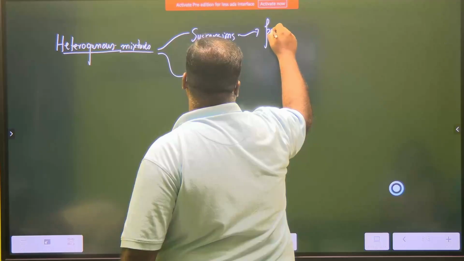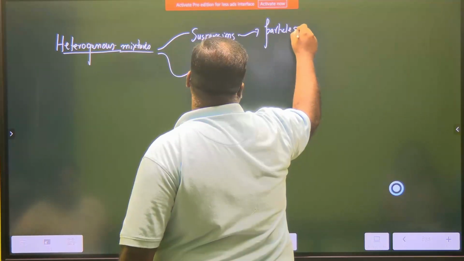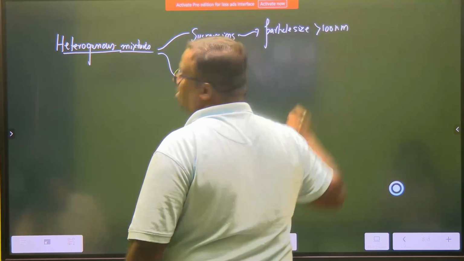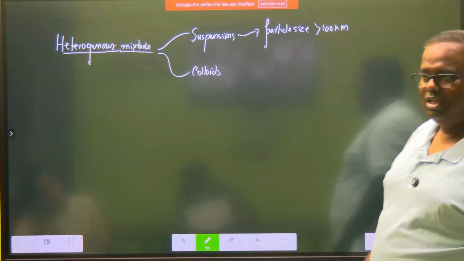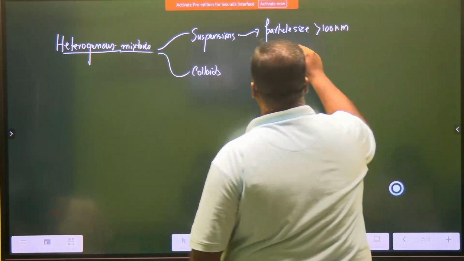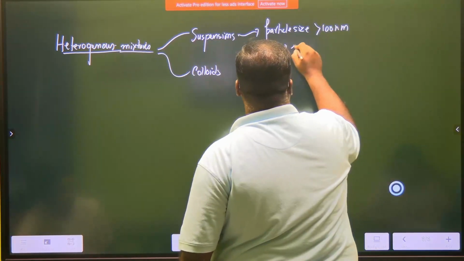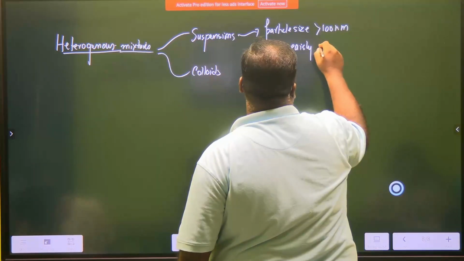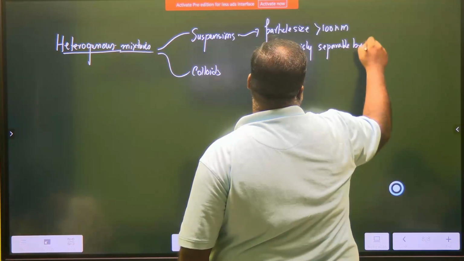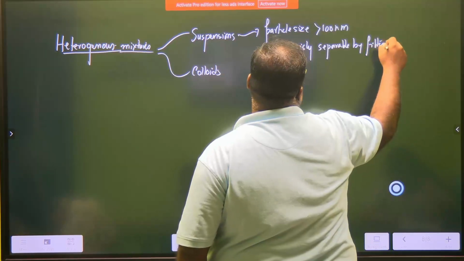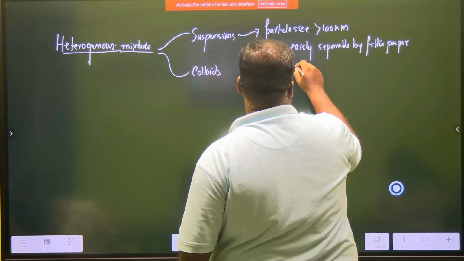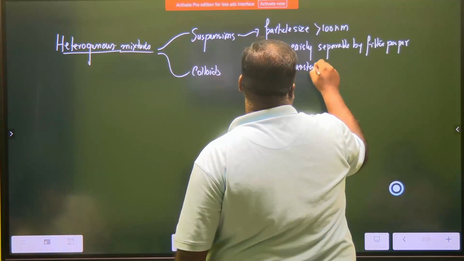In suspensions, there is no hanky-panky business. Their particle size is greater than 100 nanometer. That was 1 nanometer; this is greater than 100 nanometer. So this makes it very easy. What will happen? They are easily separable by filter paper. And the whole mixture will be very, very unstable.